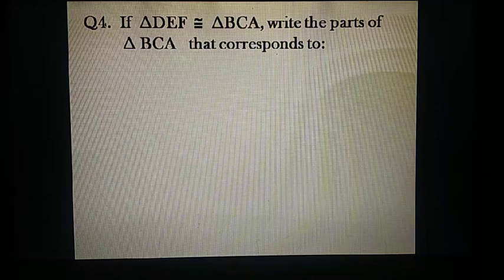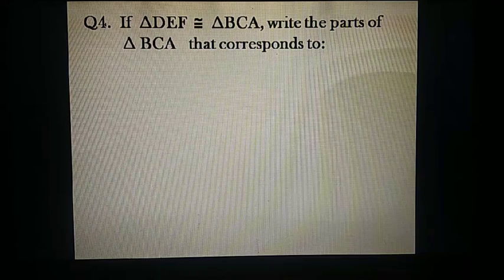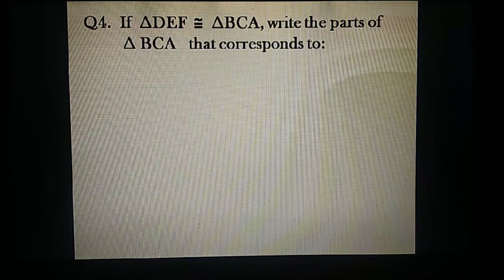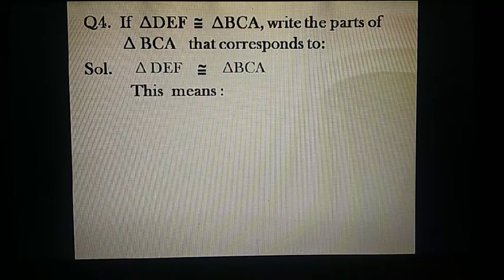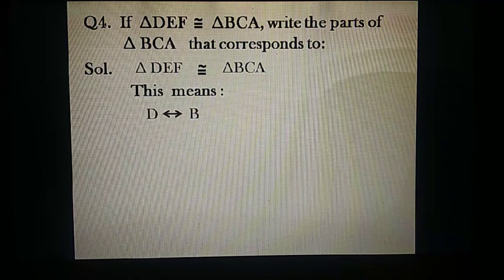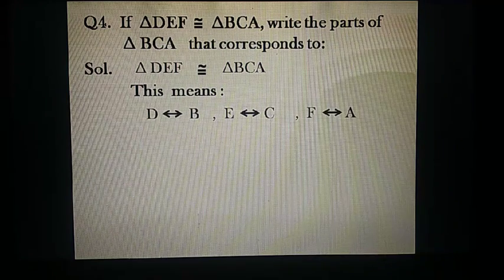Question number 4. If triangle DEF is congruent to triangle BCA, write the parts of triangle BCA that correspond to the given parts. So here, as per the congruency given to you, we have to find the corresponding vertices. D corresponds to B, first letter on left to first letter on right. Similarly, E corresponds to C, second letter of left to second letter of right. And F corresponds to A.